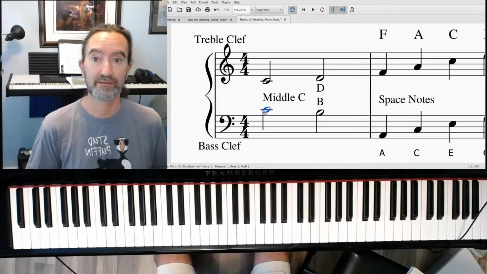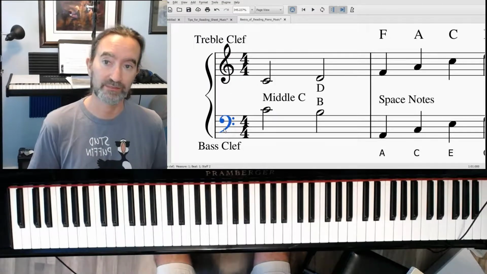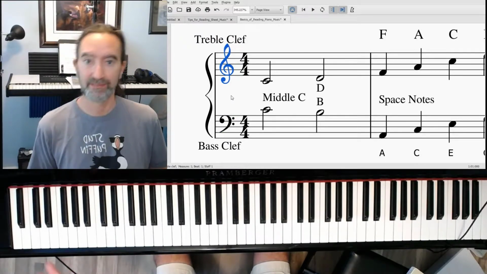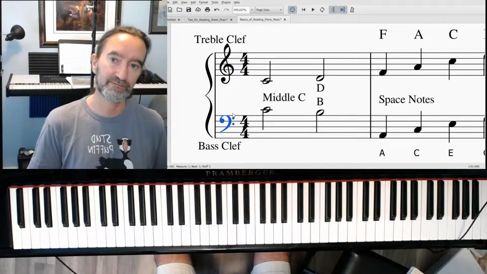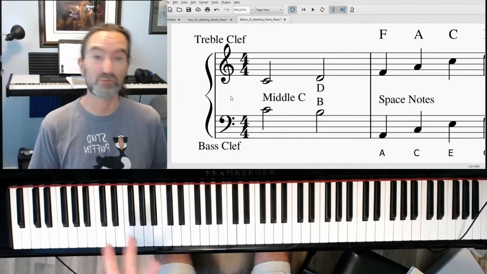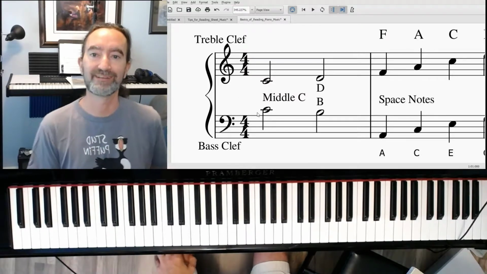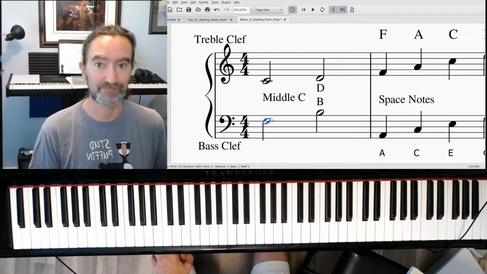If you are playing the trumpet, you'll use treble clef. If you're playing the tuba, you'll use bass clef. If you're playing the violin, you'll use treble clef. If you're playing the cello, you'll play bass clef. If you're playing the viola, unfortunately, you won't use these two clefs. You'll use another clef. That's for another day. So this is how we get the notes.